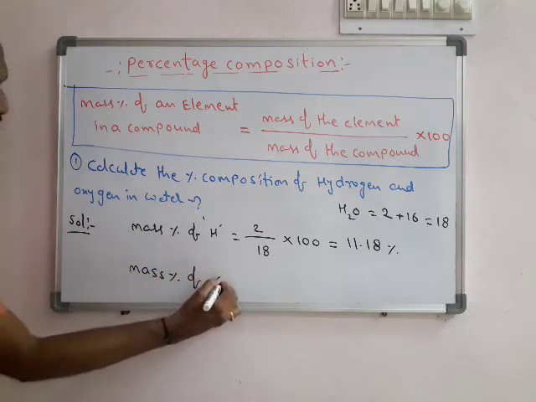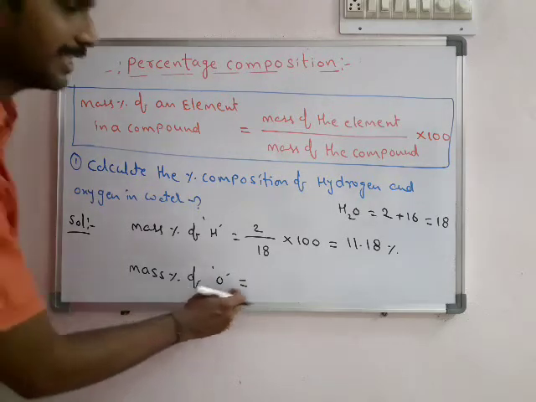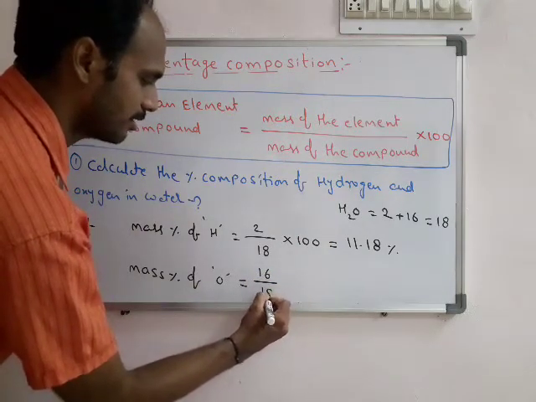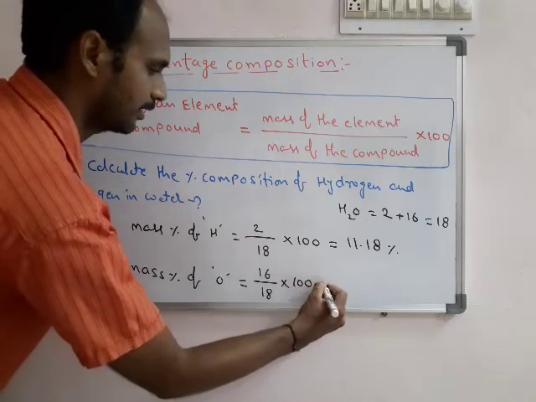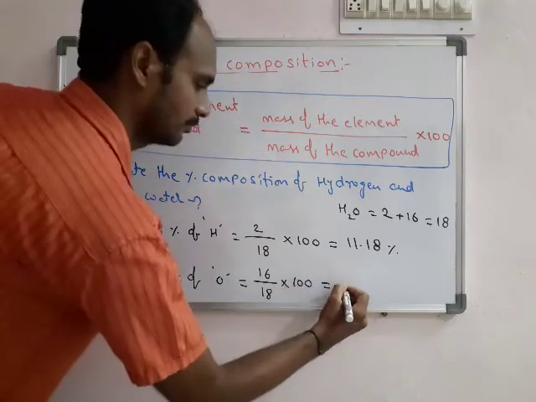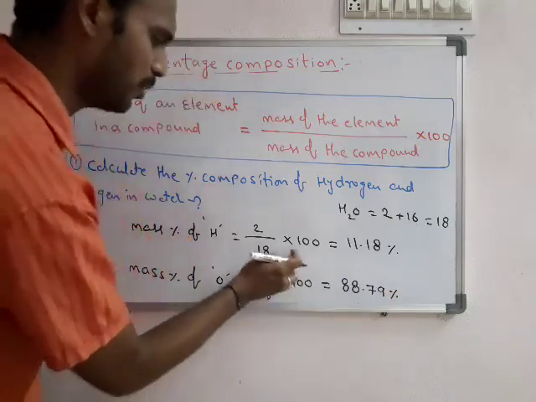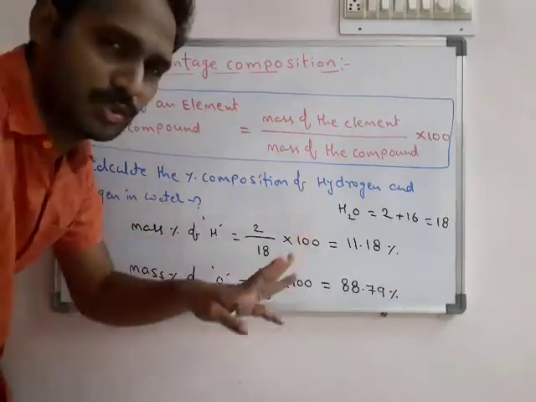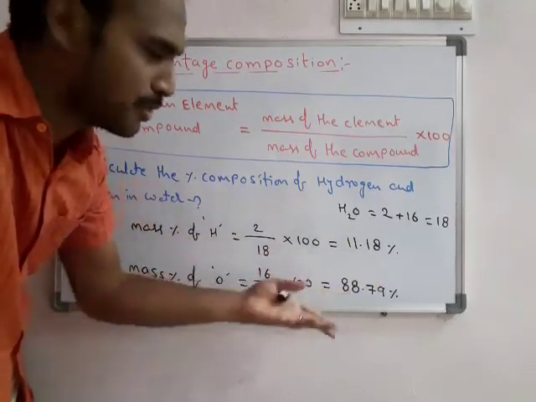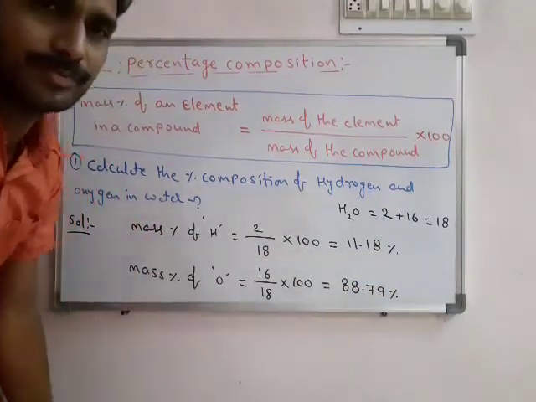Now the mass percentage of oxygen. What is the mass of oxygen? How many oxygens are present here? One oxygen, so 16 grams. What is the total mass? 18 grams, times 100. On this calculation we will get 88.79%. Only two elements are present here, hydrogen and oxygen. We already know the hydrogen percentage is 11.18, so the remaining, 100 minus 11.18, gives us 88.79%.